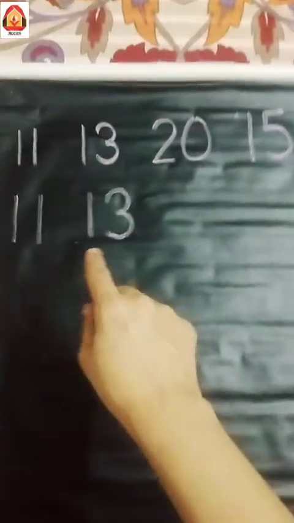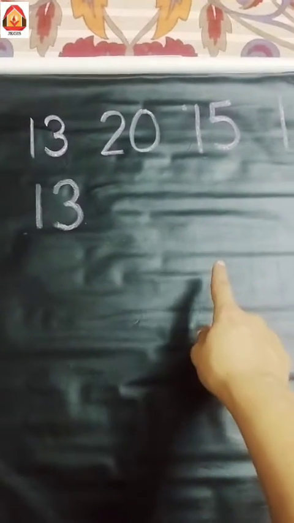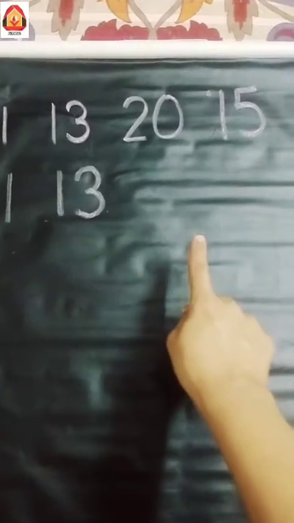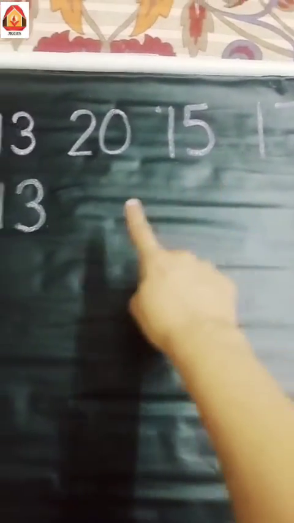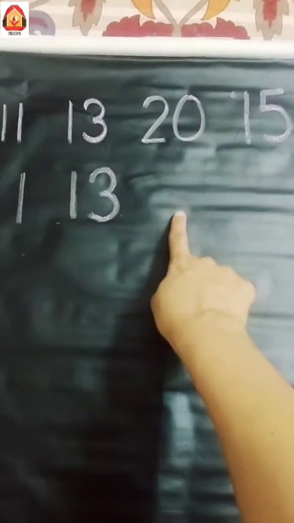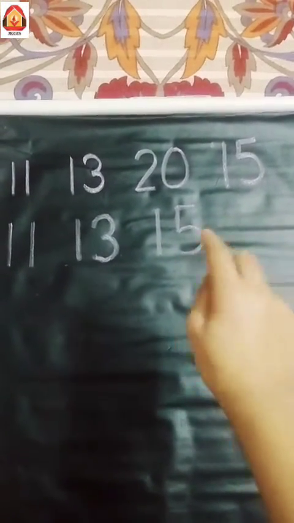Okay. Now I will again do forward counting. So what will come after 13? 14. So 14 is not here. Which number is here? 15. So 14 के बाद 15 आता है. So I will write 15 here. Okay. So students, after 13 I have written 15 here.